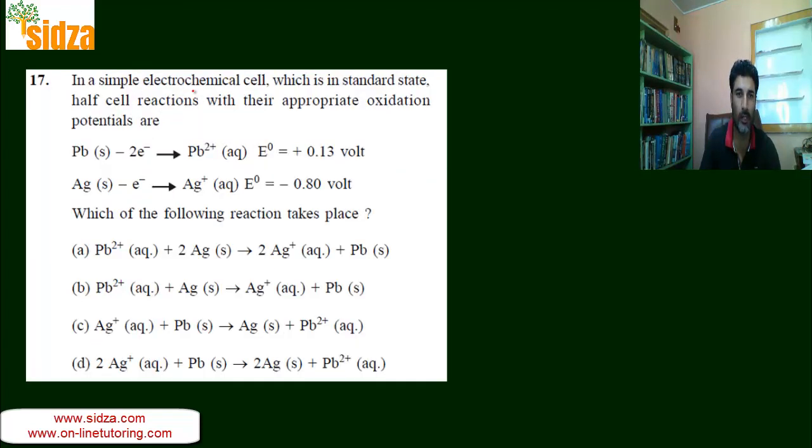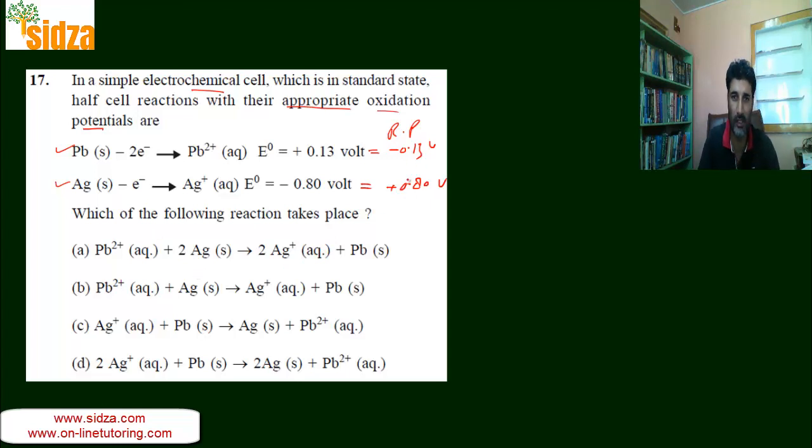In a simple electrochemical cell which is in standard state, half cell reactions with their appropriate oxidation potentials are given. The oxidation potential of the lead is plus 0.13, and the silver, its oxidation potential is minus 0.80, which means that lead has higher oxidation potential than the silver. You can convert their oxidation potentials into the reduction potentials. So the corresponding reduction potentials will be minus 0.13, and plus 0.80 volts. Which of the following reactions takes place?